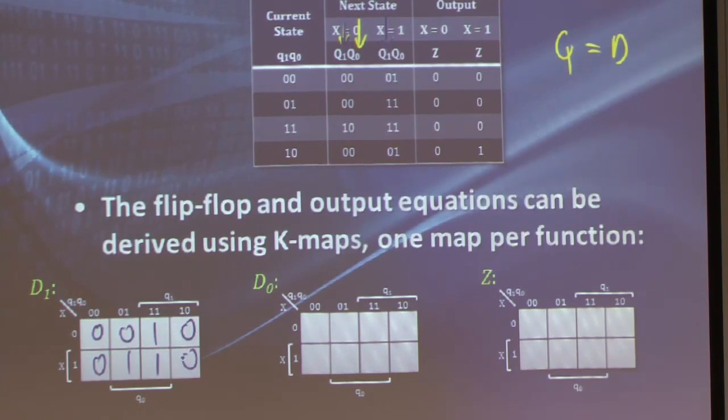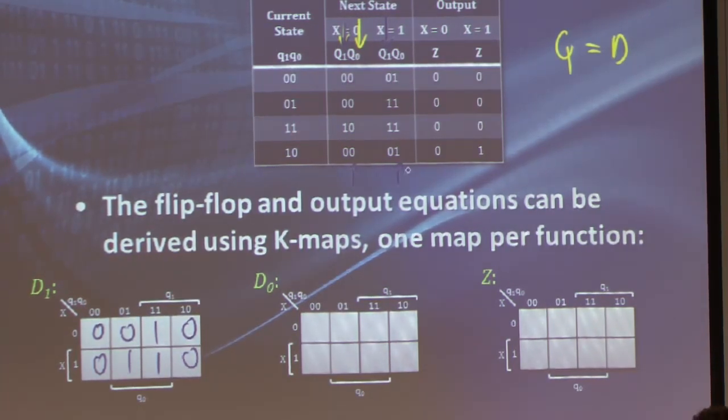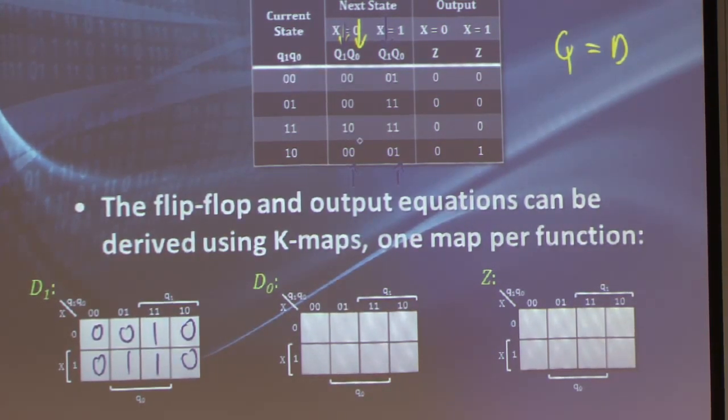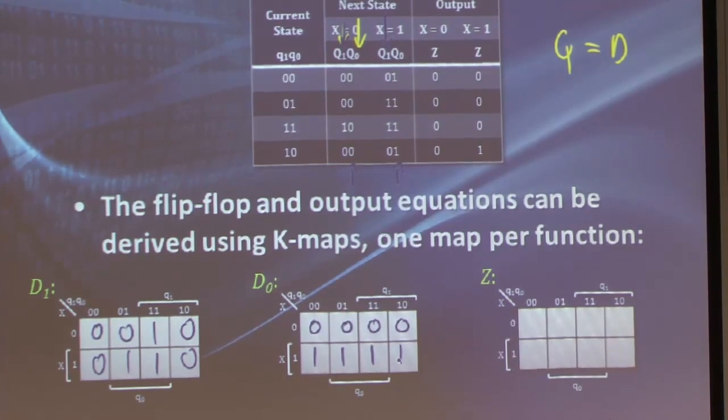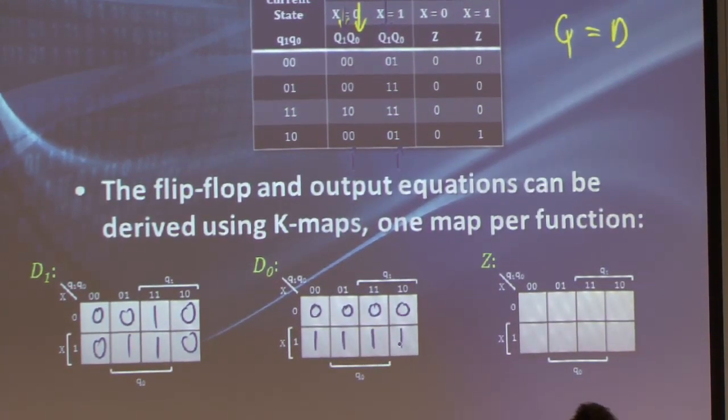I can do a similar thing with D0, and I'm looking now at the column for Q0 when x is 0 and when x is 1. When x is 0, I will just read it down as 0, 0, 0, 0. When x is 1, everything will just be a 1. And we'll derive the equation in a second.